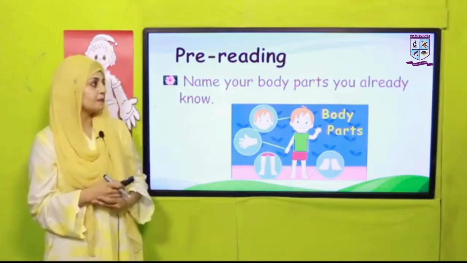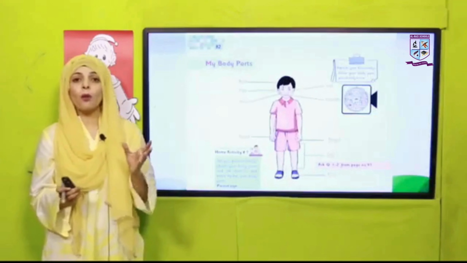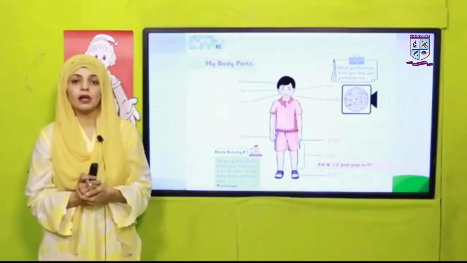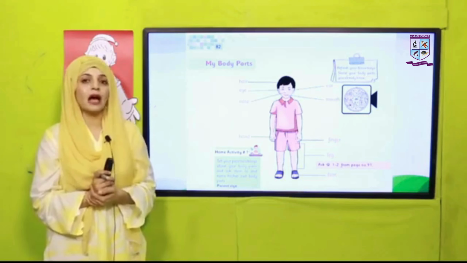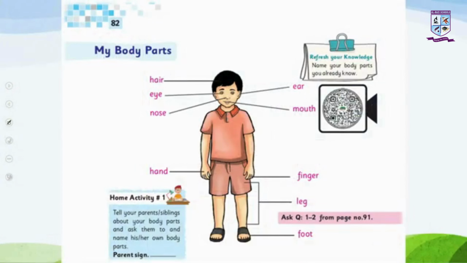Very good. Okay, quickly open page number 82 in your books. You can pause the video. I'm waiting. Then we will start reading. Okay, my dear students, page number 82. As you can see on page number 82, what can you see? You can see a boy and his body parts are being labeled. Can you see them? These are the body parts.